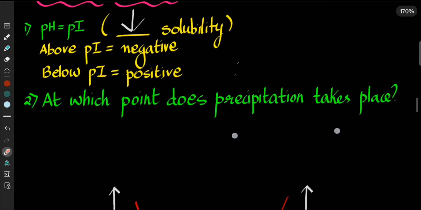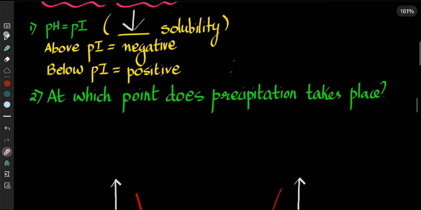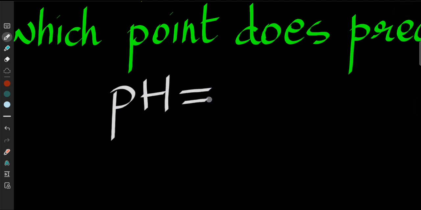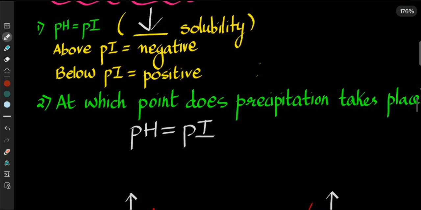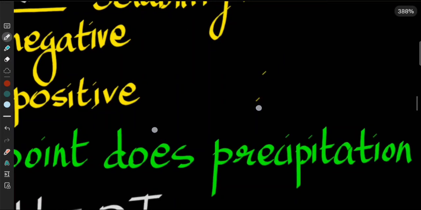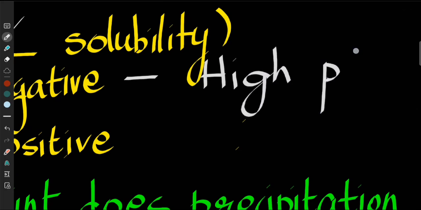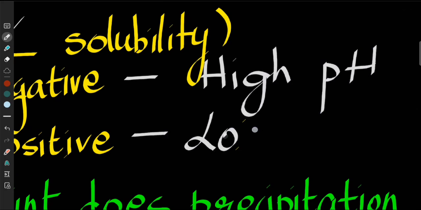So what do you think, at which point does the precipitation take place? Definitely the precipitation will take place where the pH is equal to pI. That means the precipitation will take place where the isoelectric point is present, right? So I hope you understand. Above pI means high pH, and below pI means low pH. I'm just going to write it down: this is high pH, that means a basic pH, and this is low pH, an acidic pH.